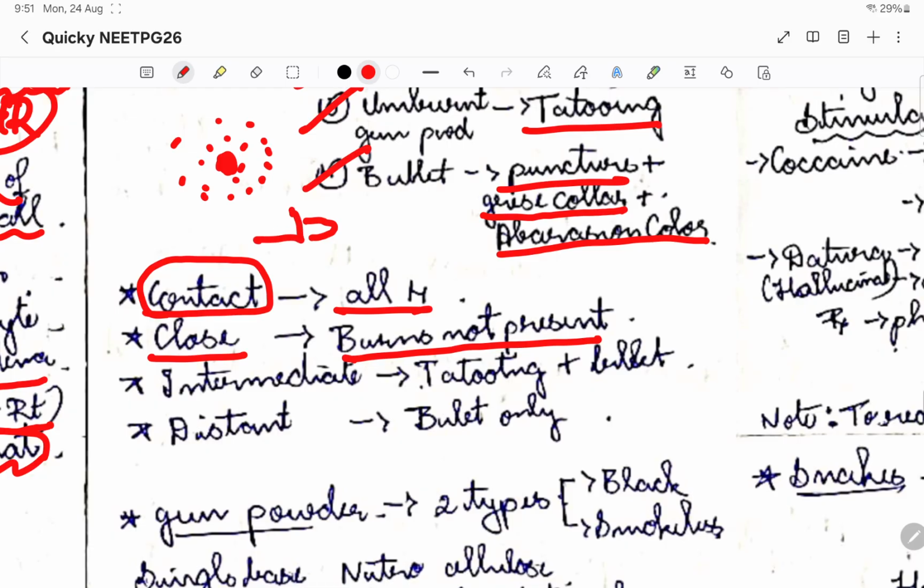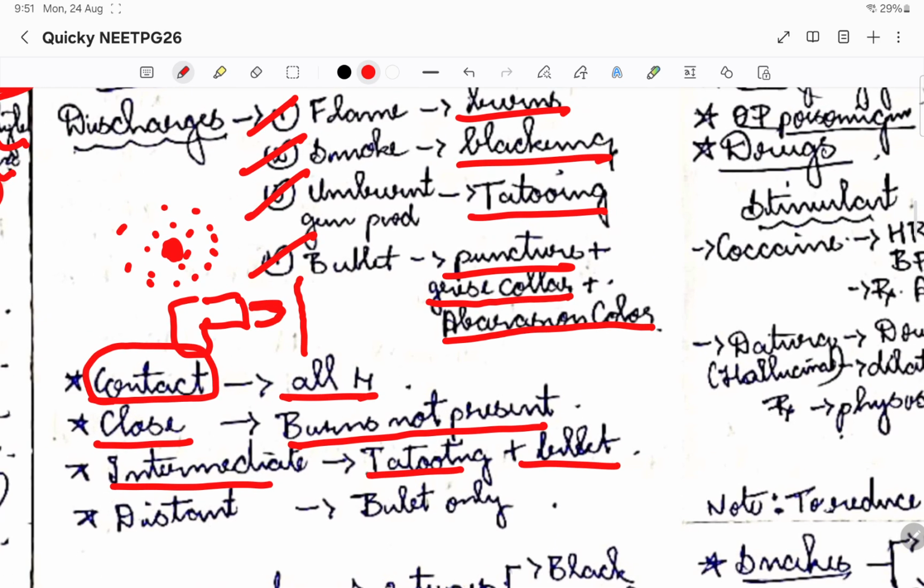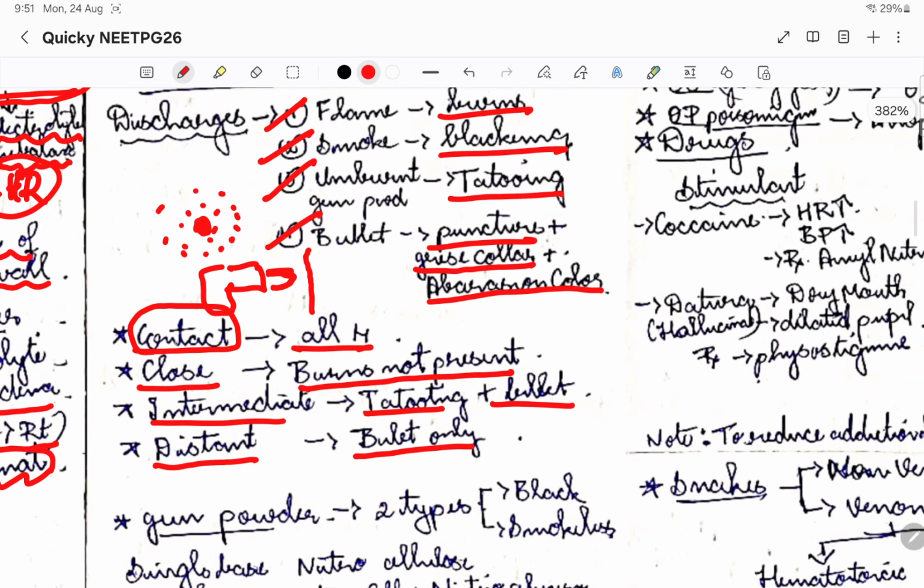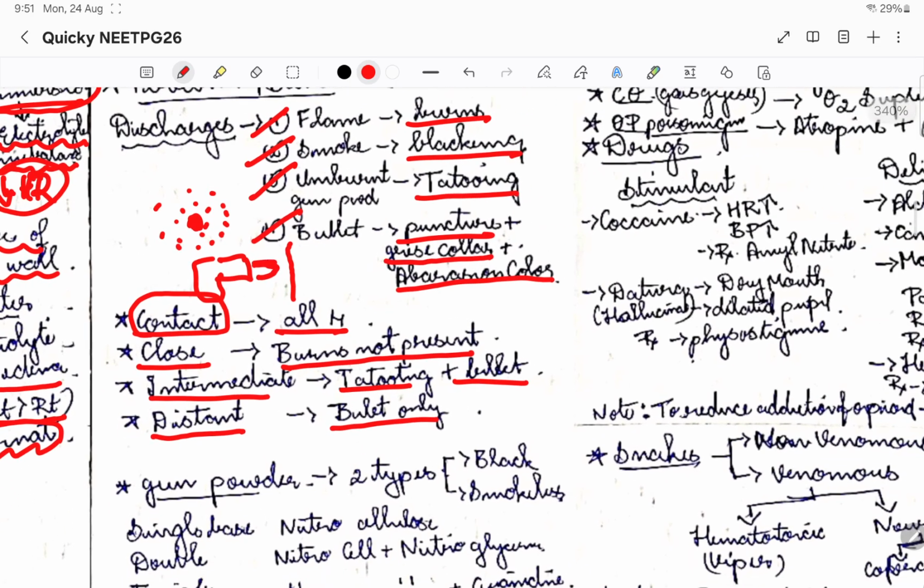So if this is a gun, fire will travel up to a certain distance, and this is the skin. If it is a contact, then the burn will happen. If it is a close range, the burns will not be there. Then coming to intermediate, tattooing and the bullet only will be there, whereas blackening and burns will not be there. Then distant, where the shot has been taken from somewhere far. For example, a sniper shot, then it is going to be only the bullet. So contact, close, intermediate, and distant. This is how you can determine it.